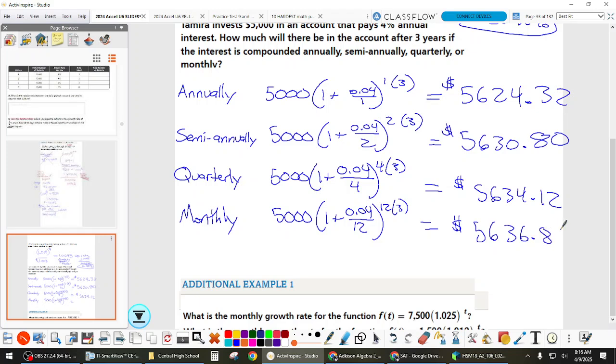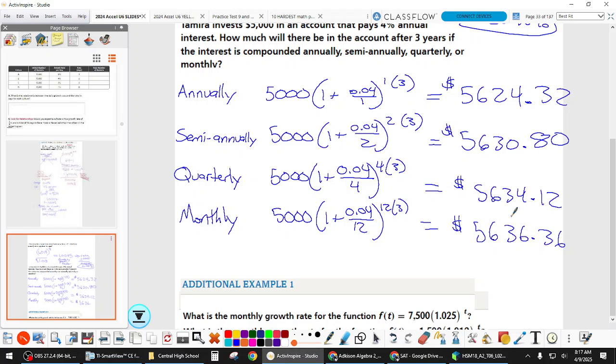5,636.36. Okay, so now it's only going up $2. So the amount that it's going up each time is decreasing, but it's still going up, right? So what would you predict if we did weekly and daily? What would you predict to happen? Only go by like $1 or a couple cents. Okay. Half a dollar. Do you think we'll ever get to 5,640?